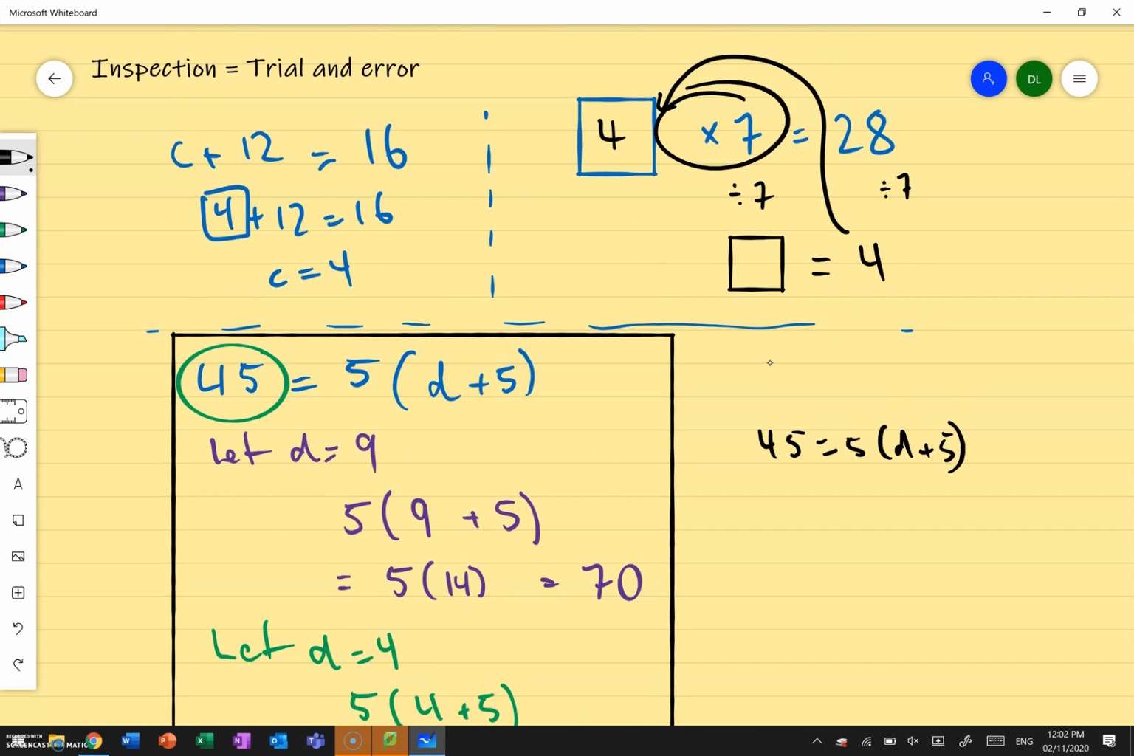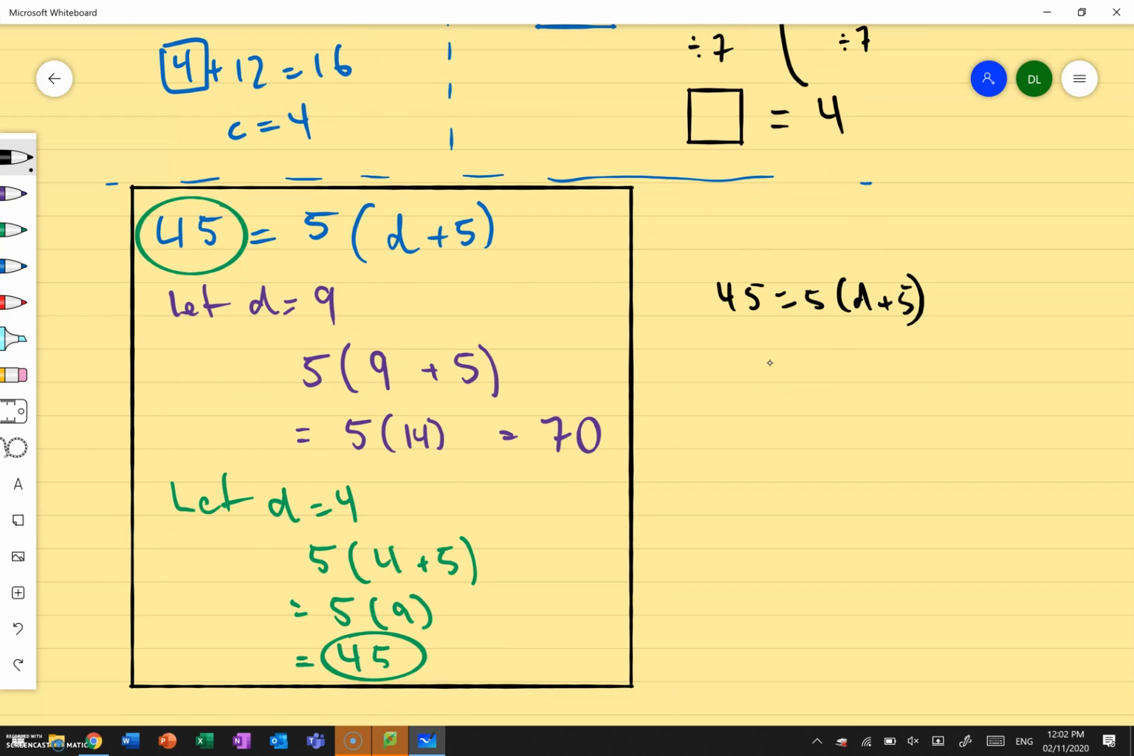Because earlier, we did the opposite of times 7, right? So what's the opposite of times 5? Divide by 5. So let's divide both sides by 5. What's 45 divided by 5? 9. And now that cancels each other out, and I get D plus 5. And it might be a little bit easier to solve from there. But like I said, we're sticking with what we know in this box there.